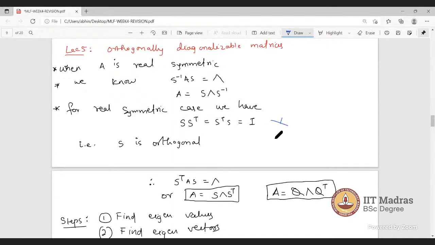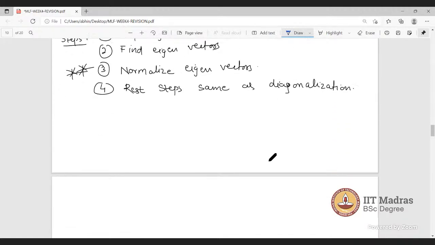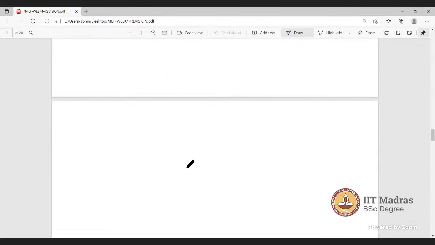To get this particular expression. So if you don't normalize, you will not get this I. So you have to normalize the given eigenvectors. So how will you normalize a given eigenvector? You have to divide it by its length or its magnitude. So in that way, you normalize a given eigenvector, and the rest of the steps are the same as in the case of normal diagonalization. So that's it in week 4.